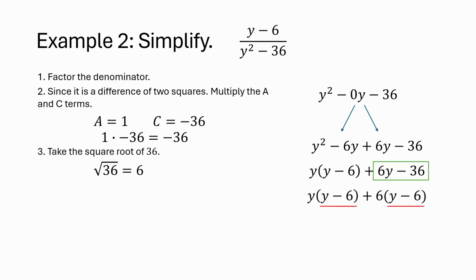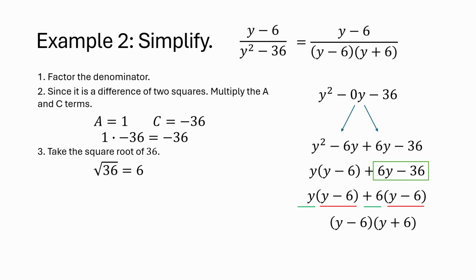So y minus 6 is going to be one of my factors, and to get the second factor, it's going to be the y plus 6 in front of the parentheses. And so the denominator factors to be y minus 6 and then y plus 6, and that's how difference of two squares works. And so I'm going to replace that with the denominator.